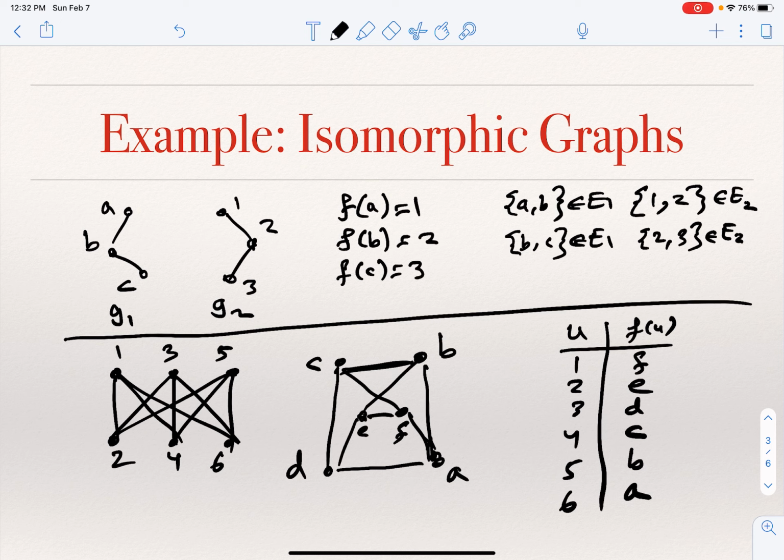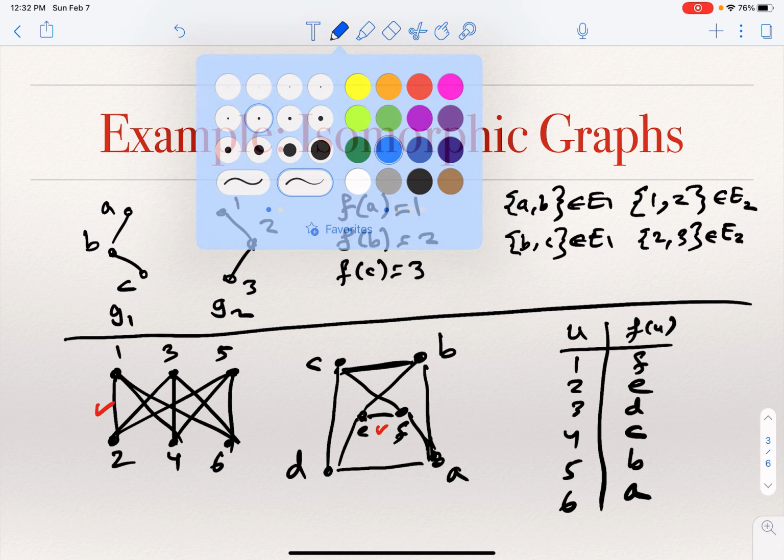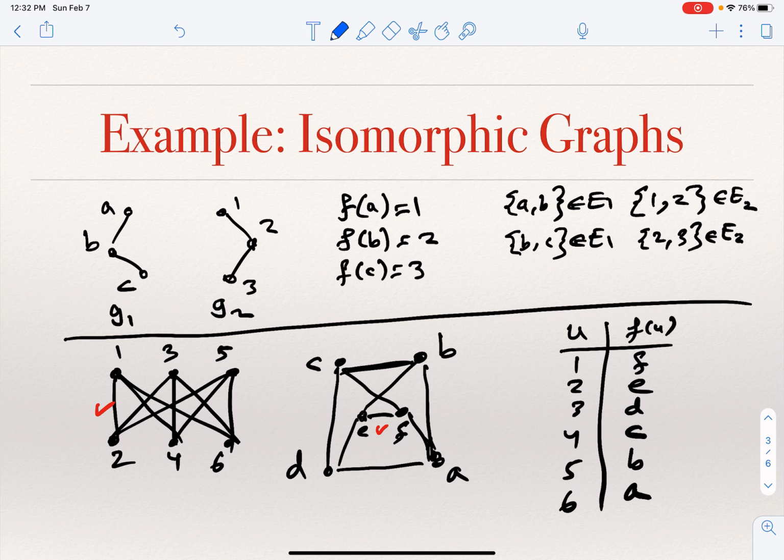I'm not going to verify each one of them here, but let's look at a couple of them. So there is an edge between 1 and 2 here. Is there an edge between f of 1 and f of 2? F of 1 and f of 2 is F and E. Is there an edge between F and E? Yes, there is an edge. Okay, let's look at the edge between 2 and 5, this one here. F of 2 is E, f of 5 is B. Is there an edge between E and B? E and B, yes there is, and it's this one, and so on, right?